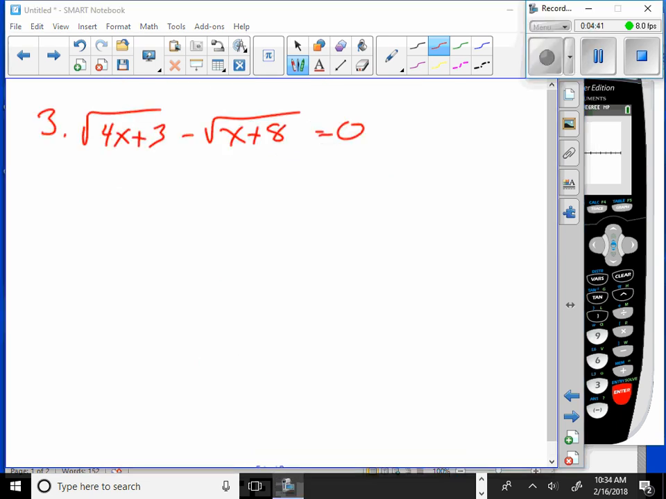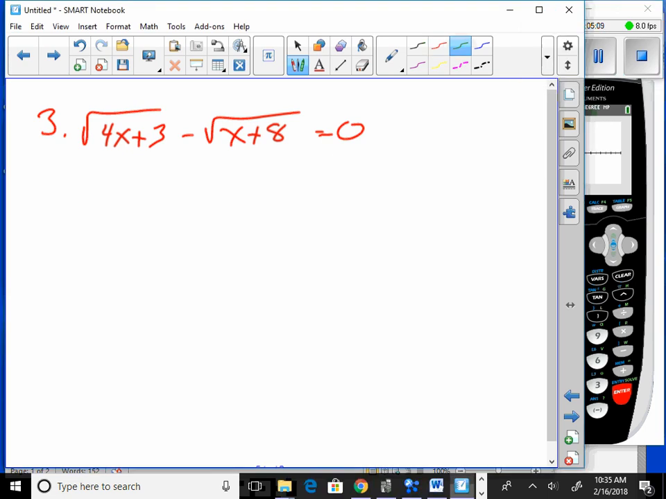Okay, so on number 3, in order to solve this one, any ideas what we could do? I don't need to do anything with a common factor. Did you square both the roots? I do need to square both roots, but I don't want to do it yet because I can only square once on each side of the equation. Yeah, so I could add the root that has the minus on it to the other side of the equation, and then I can square.